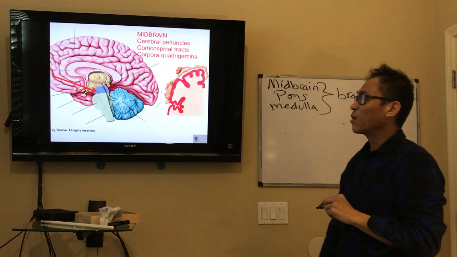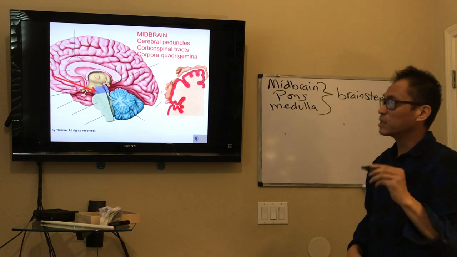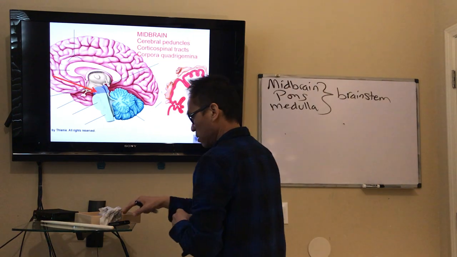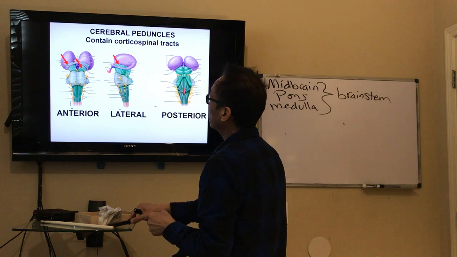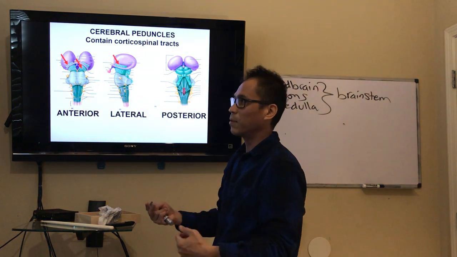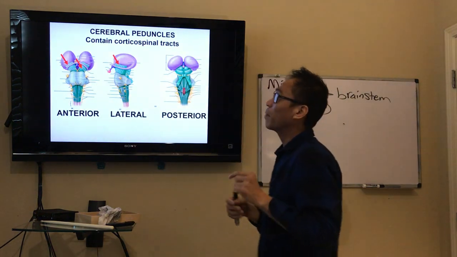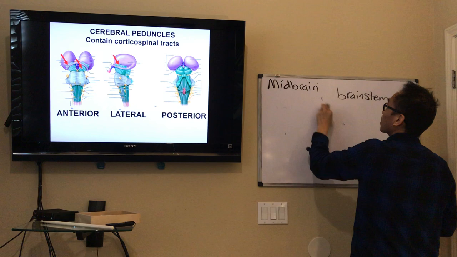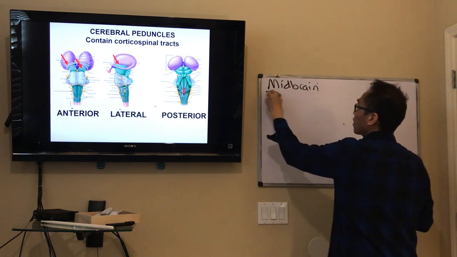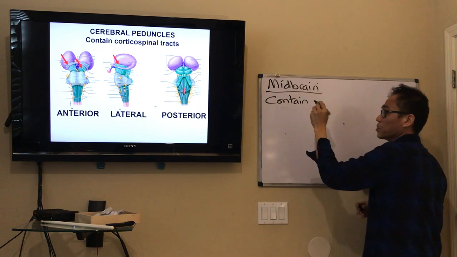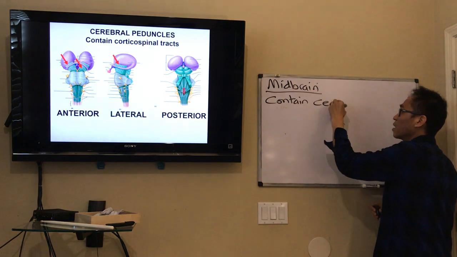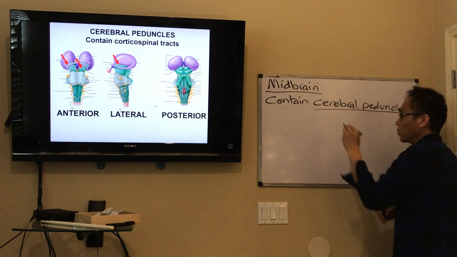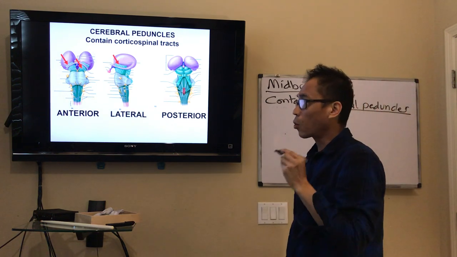Okay. Well, anyways, here's what I want you to know for the midbrain. It has cerebral peduncles and corpora quadrigemina. Here are the cerebral peduncles, which means kind of like feet. They kind of hold up the cerebrum here and here. The cerebral peduncles contain corticospinal tracts. So that's on midbrain. The cerebral peduncles are the name of the structure, and within them, they are composed of corticospinal tracts.